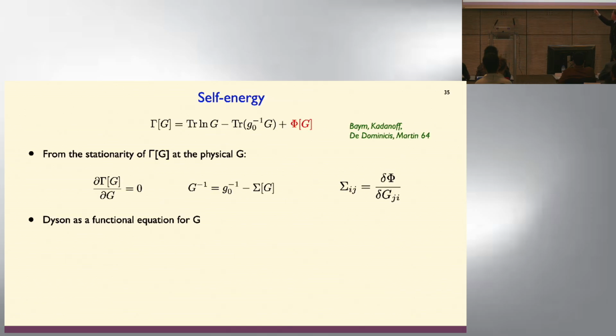So again, gamma is given by this. Phi here is such that if you look at this equation, d gamma dG equal to 0, you'll find G minus 1 equal to the bare Green function minus sigma of G, and sigma is a derivative of phi. So phi is just a functional that's such that if you take the derivative on the physical solution, you'll get the self-energy. So that's a Dyson equation as a functional equation of the Green function.